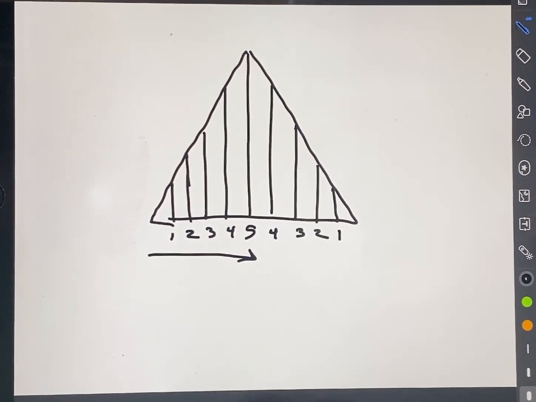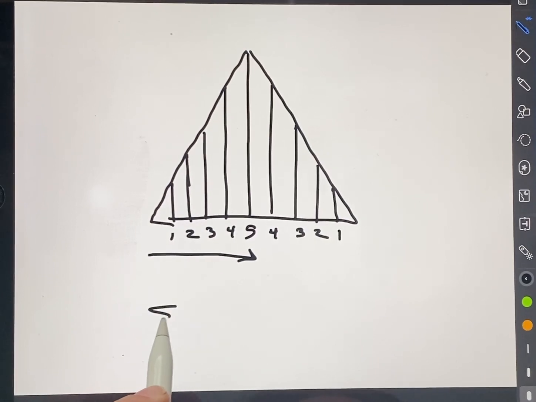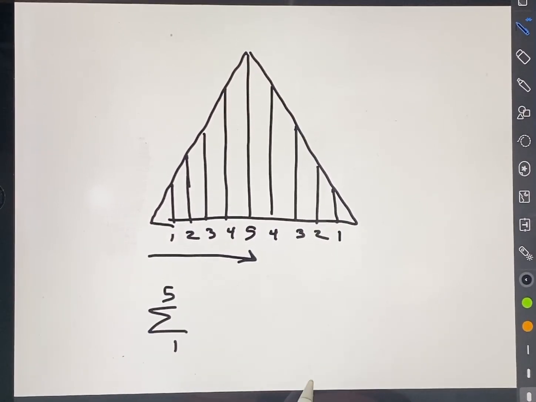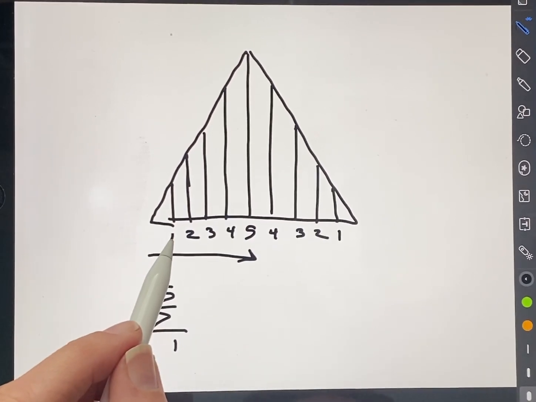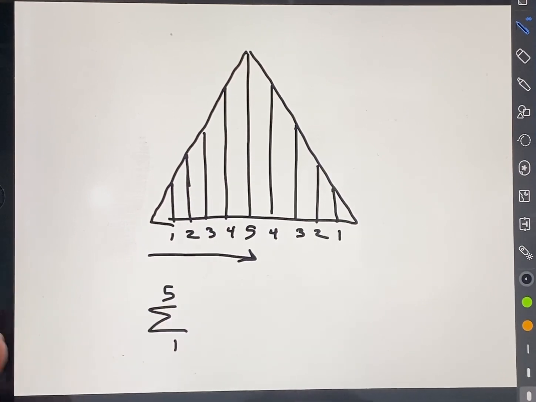So if I were to write this in summation form, I would say I'm going to sum from 1 to 5. And what is my expression? Well, for the first one, it's 1. For the second one, it's 2. For the third, it's 3. So it's just equal to itself. So n equals 1 is just simply equal to n.